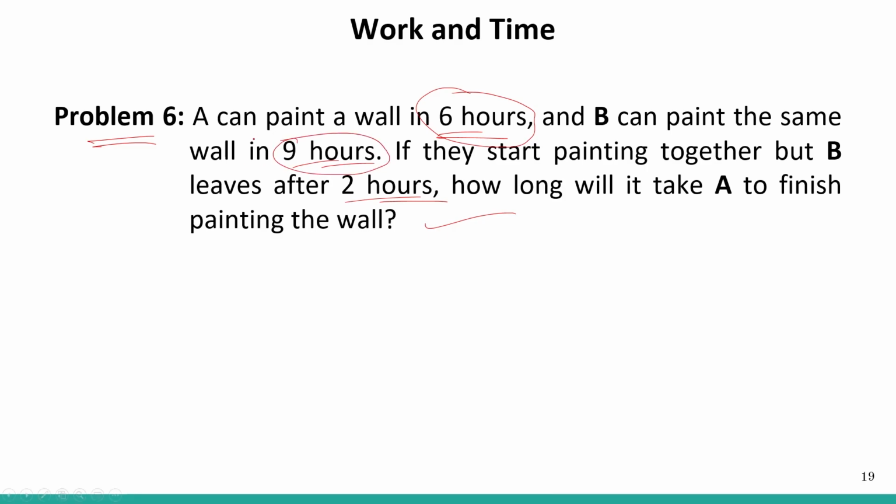So this seems to be a similar kind of combined work problem. So if they start painting together, but B leaves after 2 hours, in this question we have a tricky part here. That is, B leaves after 2 hours. So can you guess what we need to do? We'll have to break the problem in 2 parts: how their work rate is up to 2 hours and after that what it will become. That is how we'll break the problem and solve it. And we'll get the correct answer.